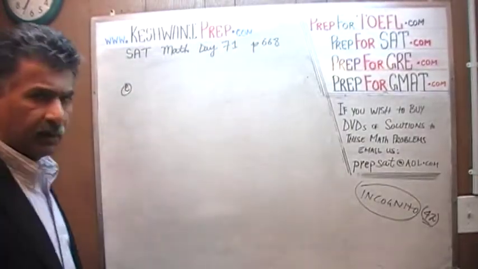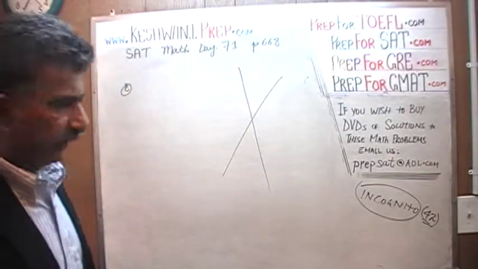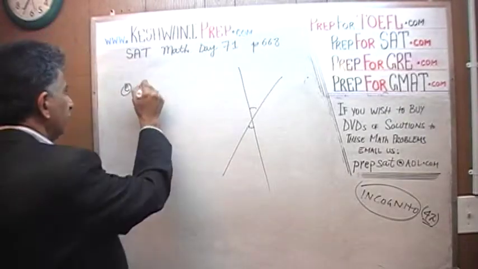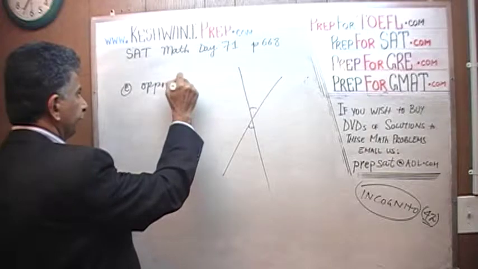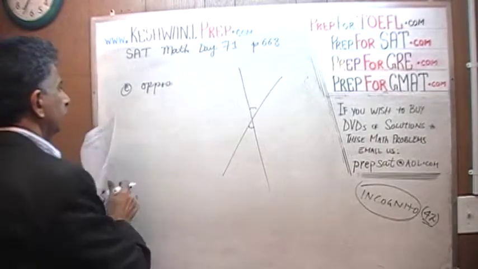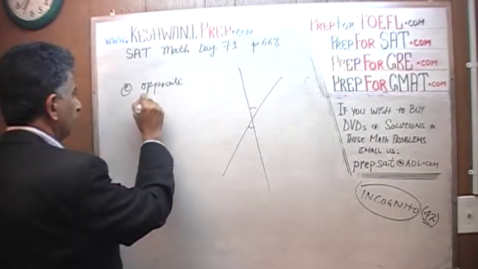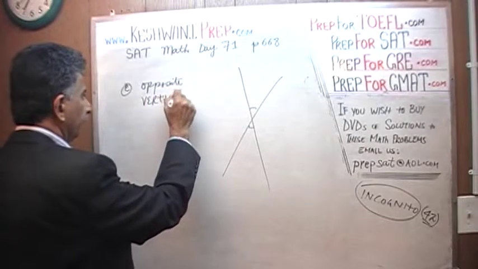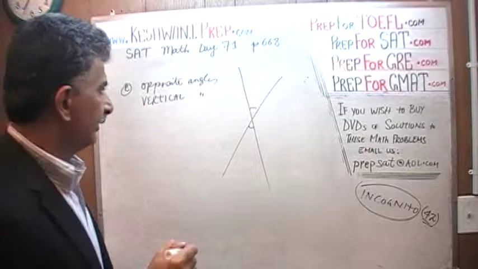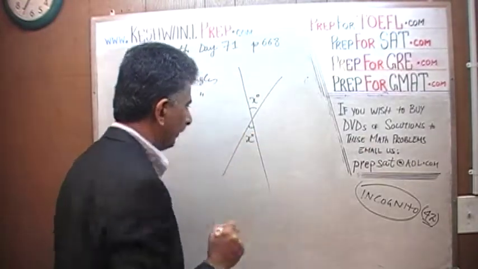In number 4, the concept that they're testing is this. When we have 2 lines, if the 2 lines intersect, then the opposite angles are equal. These are called opposite angles. They are also sometimes referred to as vertical angles. And the vertical angles are equal, which means this angle, let's call it x. This x degree is same as this x degree. Okay, listen to me what happens.